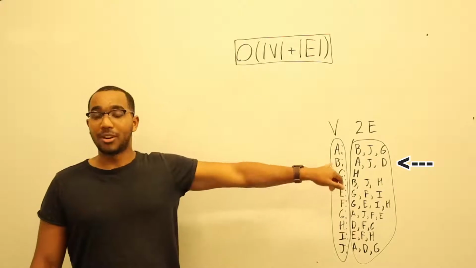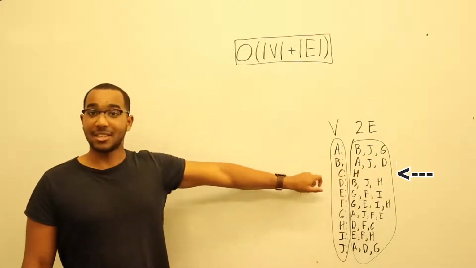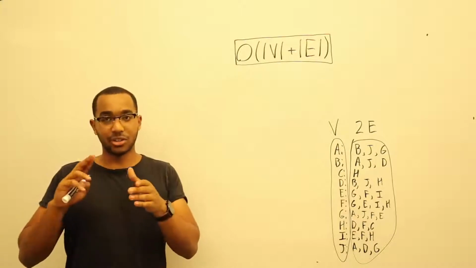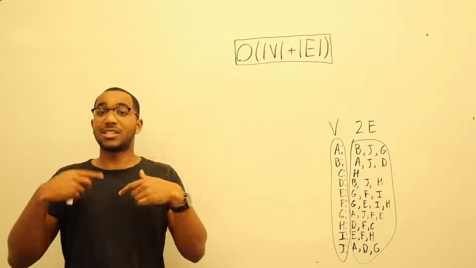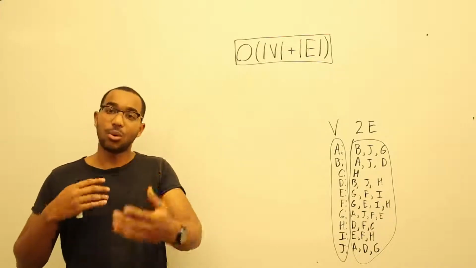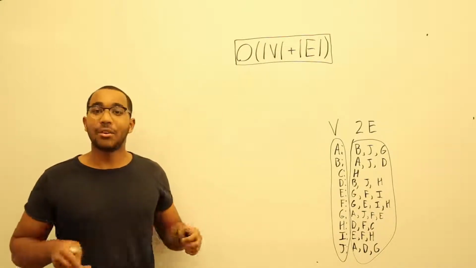Visit B, loop over A, J, D. Visit C, loop over H. That's what the search is going to do, whether it's breadth first or depth first. That work is still going to happen. The only difference between breadth first and depth first is the order of the search. So how can we represent this?